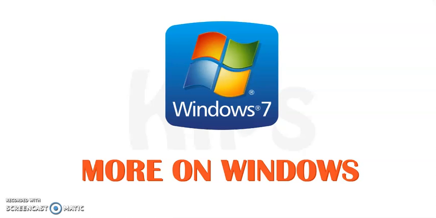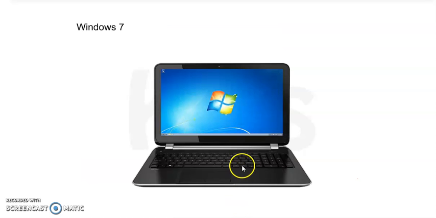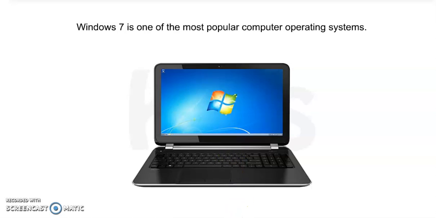Windows 7. Windows 7 is one of the most popular operating systems. Okay, Windows 7 is the most popular operating system. What is an operating system? It operates the computer and controls the overall activities of the computer.